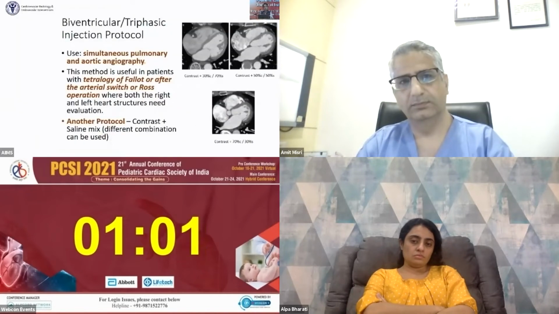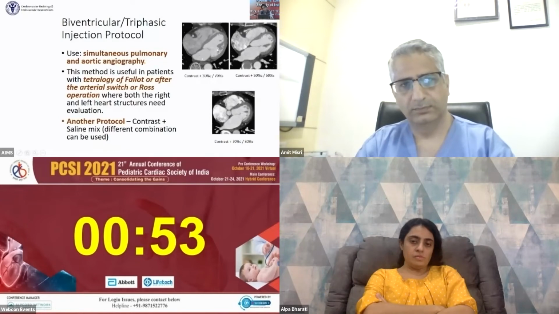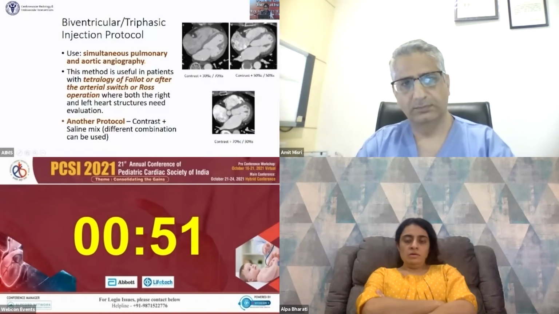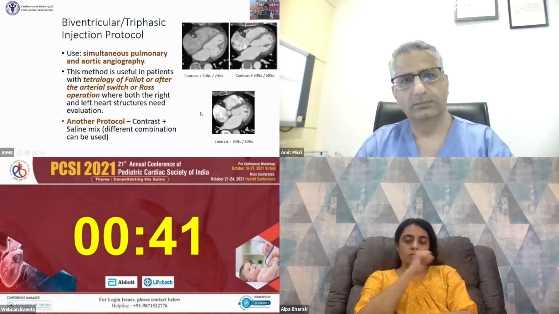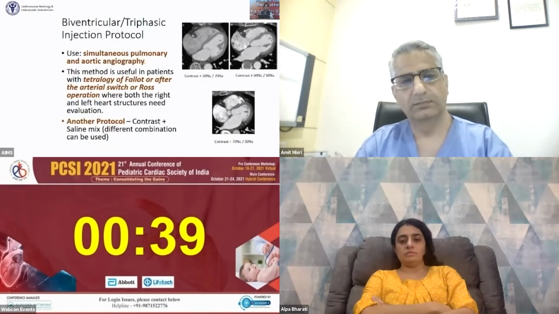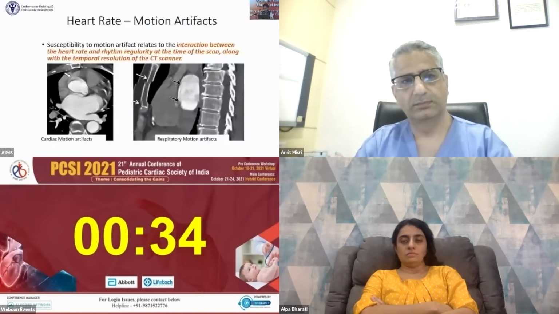Triphasic injection may also sometimes be done. So when we want contrast on both right as well as left chambers, sometimes you want better contrast in the left chamber, sometimes you want similar contrast bilaterally on both ventricles. Sometimes you want better contrast on the right side. So accordingly, we can change and have our mix of contrast. So you may mix the contrast in the saline chaser to get these sort of appearances.